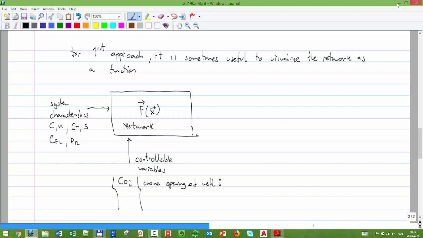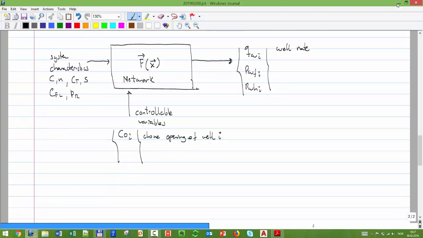And at the end, after I solve that function, I give the characteristics, I give the opening. After I solve it, I'm going to get the Q of the well I, well rate. And then you're also going to get PWF I, you're going to get P wellhead I, you're going to get a lot of information. But these are controllable, or also called adjustable parameters.